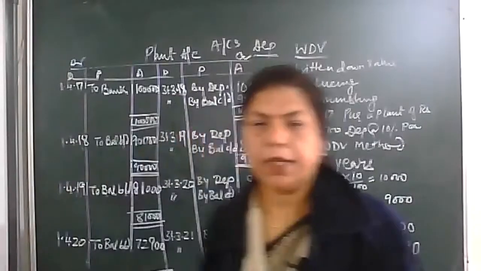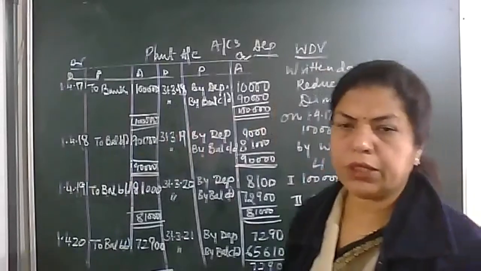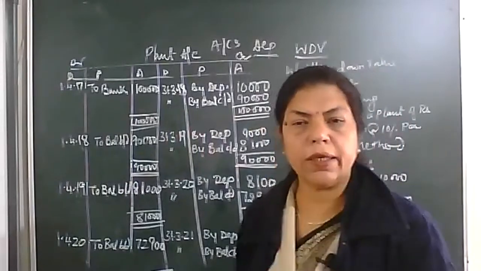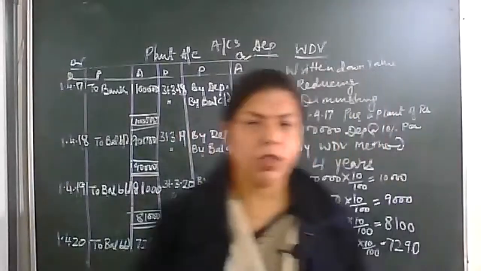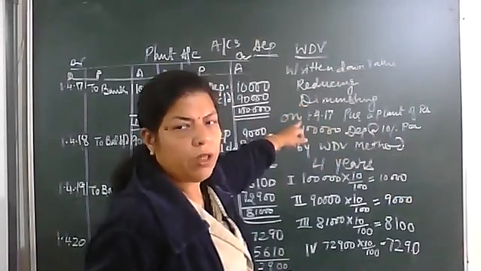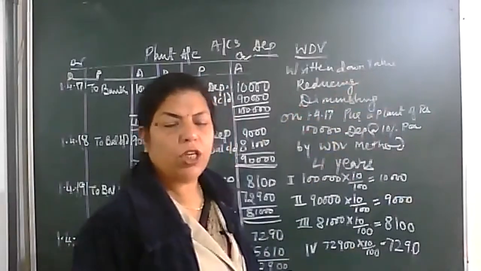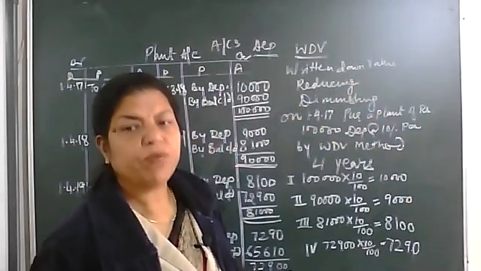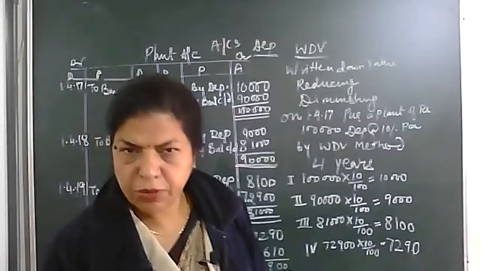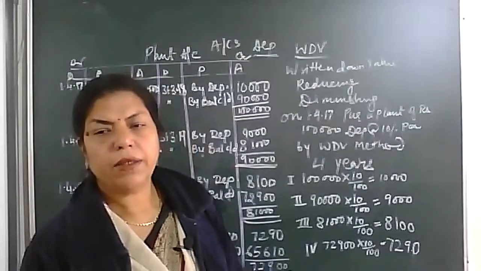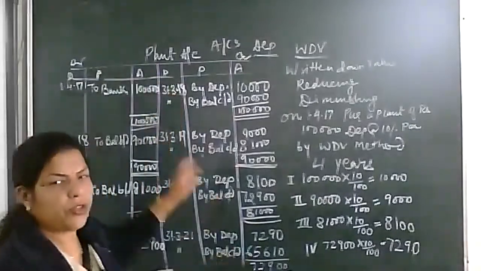Okay, I am explaining you again. Look at the board. Now I will ask the question from you, so be alert. My company is using the WDB method. On 1st April 17, the company purchased a plant of rupees 1 lakh. Depreciation 10% by the WDB method. And the account is prepared for 4 years. So we are going to start from here.